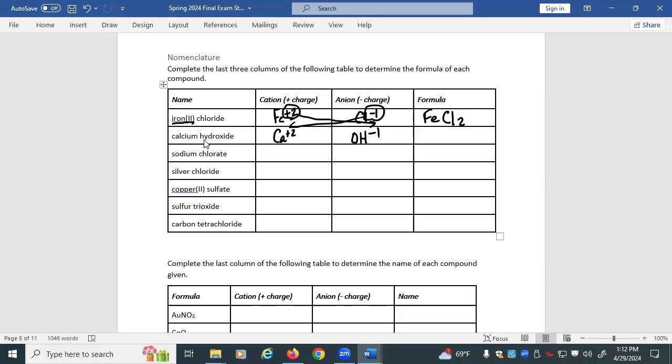And you can do that with anything that ends in IDE. Cyanide's the same way. Cyanide is a combination of carbon and nitrogen. Carbon with a 4 charge, and nitrogen with a 3 charge. Put those together, that's where I get my -1 charge. All the other IDEs come from elements themselves. I can look at the periodic table and say, okay, it's in this group, it's going to have this charge.